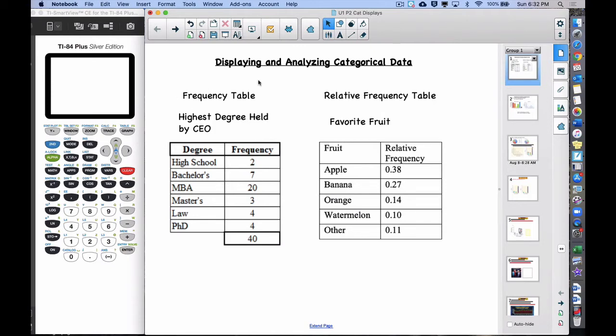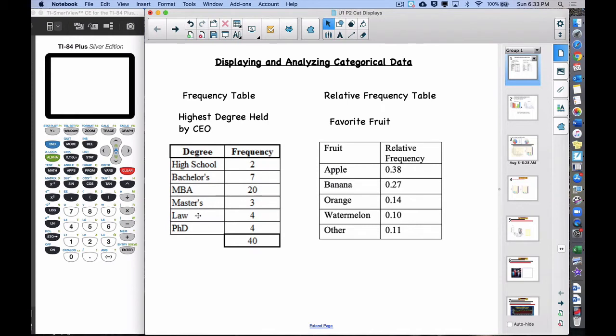But a frequency table is simply when you're making a table where you list each different category there is. So if we're talking about what's the highest degree held by a CEO, we list all the different values you can have for that categorical variable, and then we just count how many people are in each of those groups. And then sometimes you list the total, that total is the 40 people.